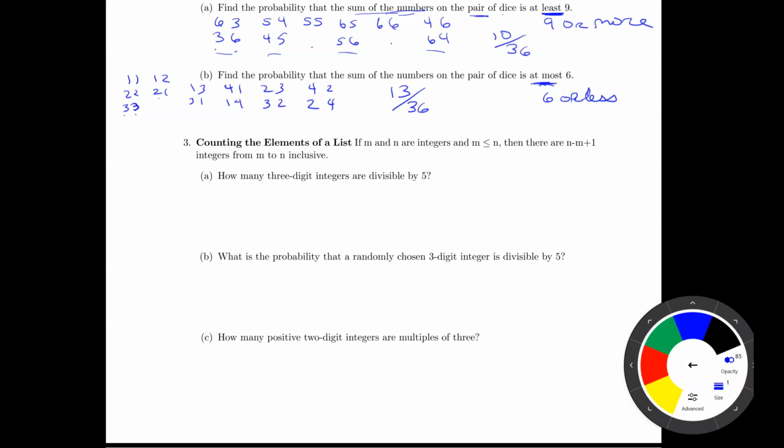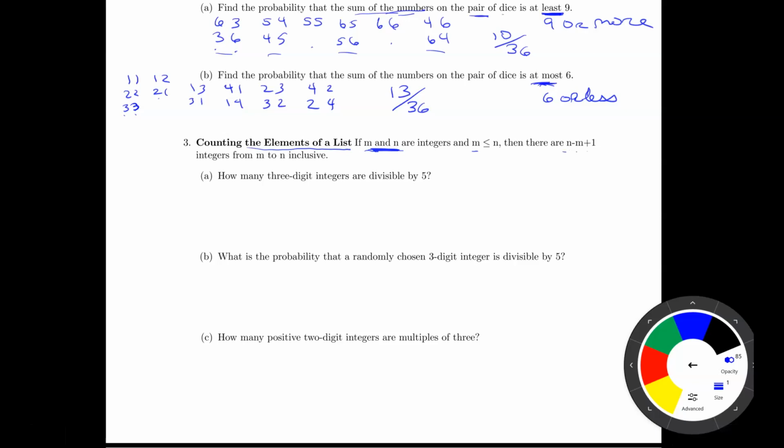All right, so if we want to count the number of things in a list, so if I've got from m and n, where m is smaller than n, and I want to count the number of integers between m and n, what that turns out to be is n minus m plus 1.